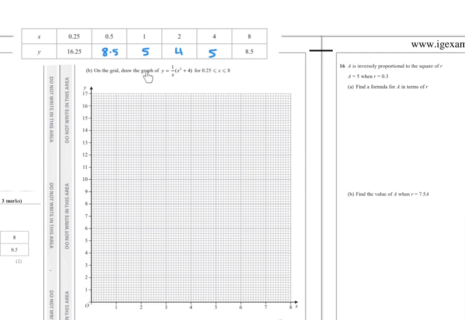D, on the grid, draw the graph y equals 1 over x times x squared plus 4. So we need to plot the points. The first point is 0.25 and 16.25. This is 0.25, and 16.25.